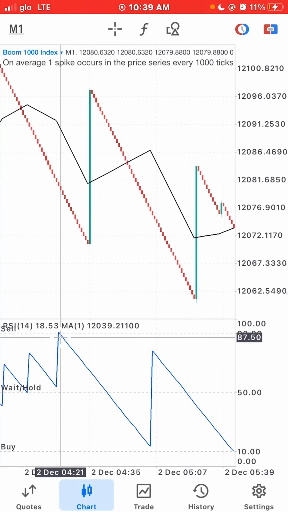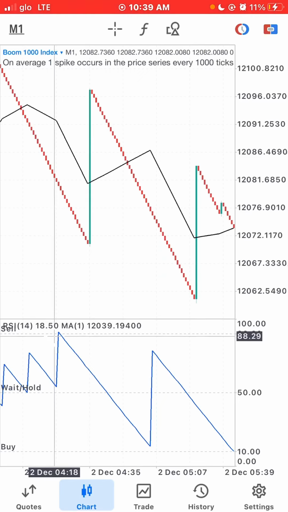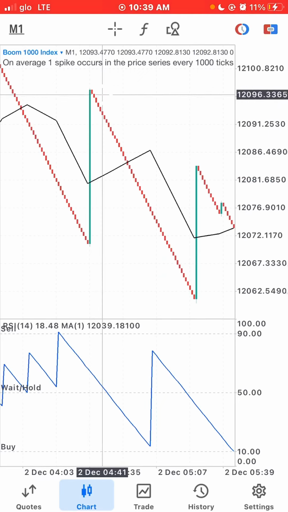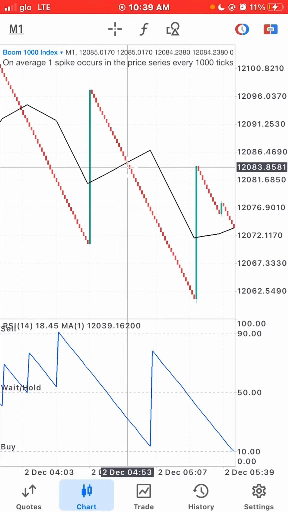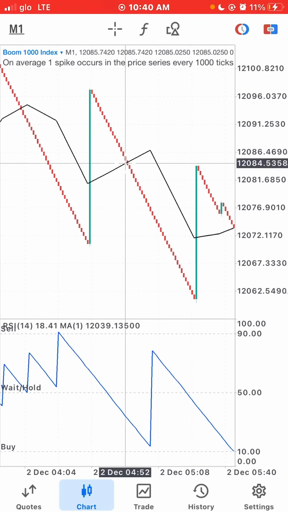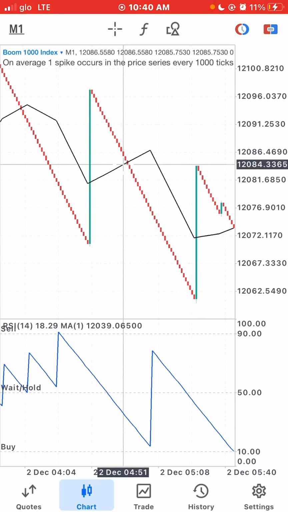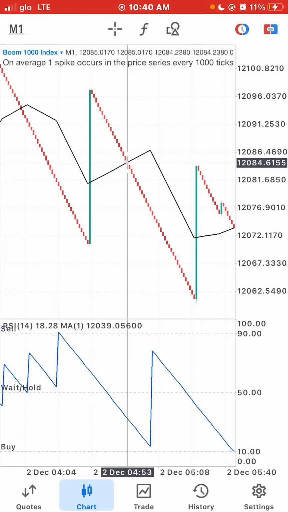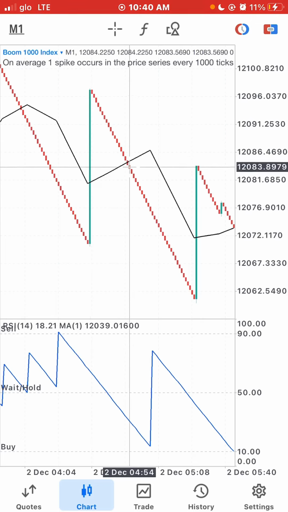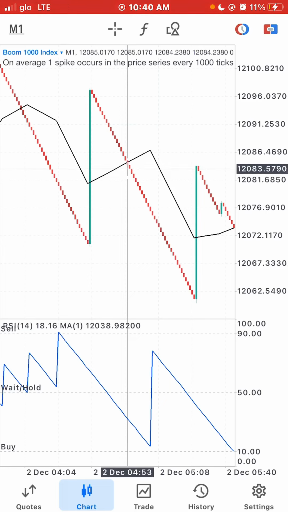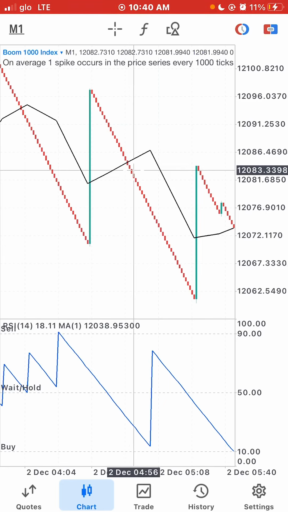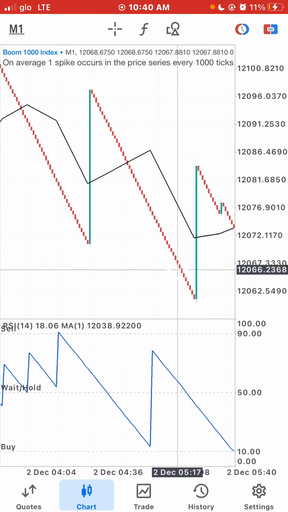So look at what happened here. The market got to the 90 level, and as soon as it got to the 90 level, it gave us so many candles before it finally crossed the moving average. So you have to wait for this first close of the candle below the moving average. Then the second candle must close below the moving average before you place your trade, and you take just 10 candles.